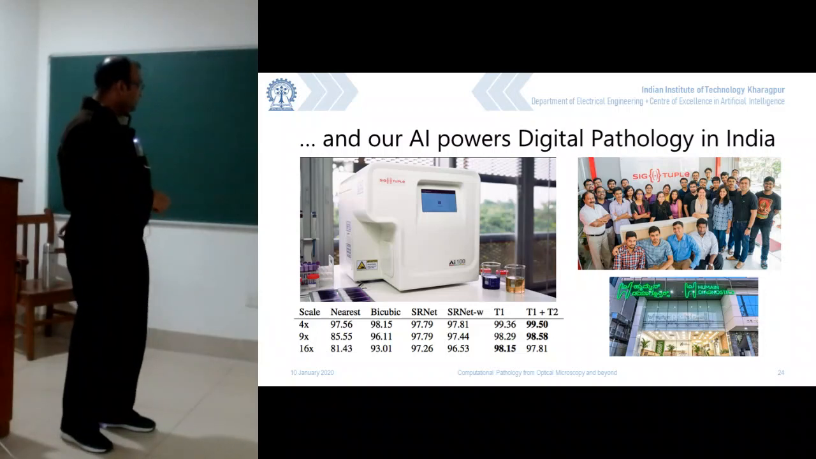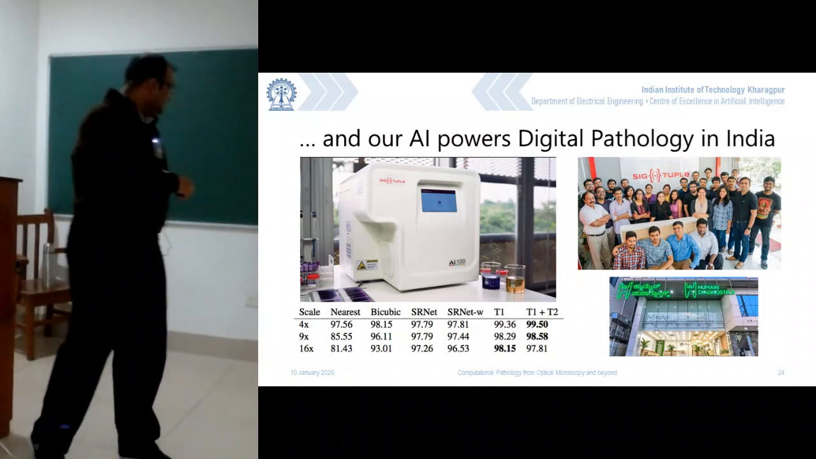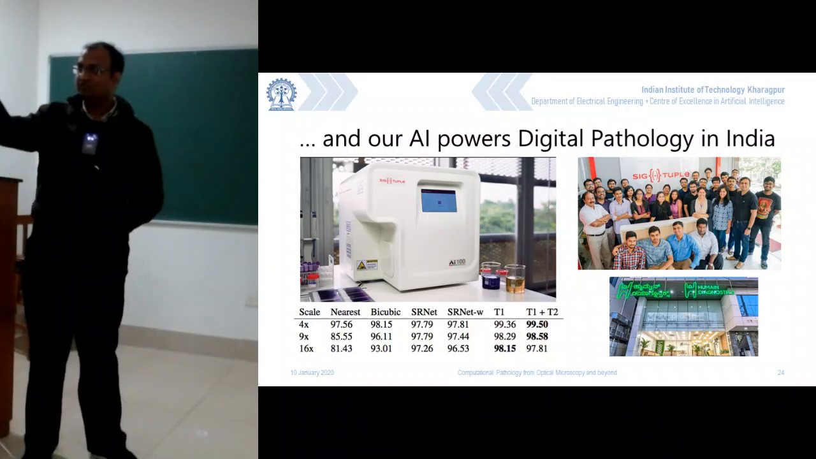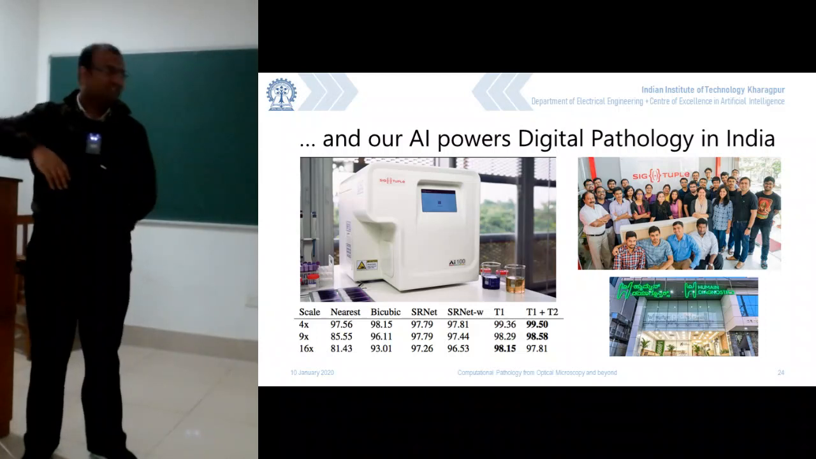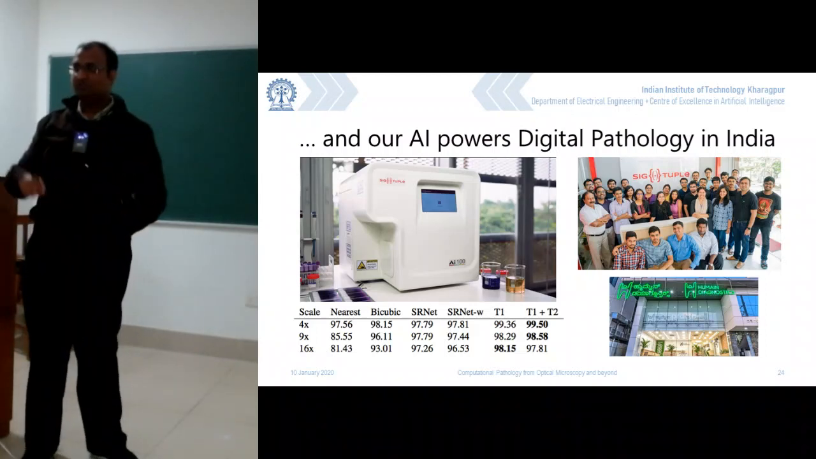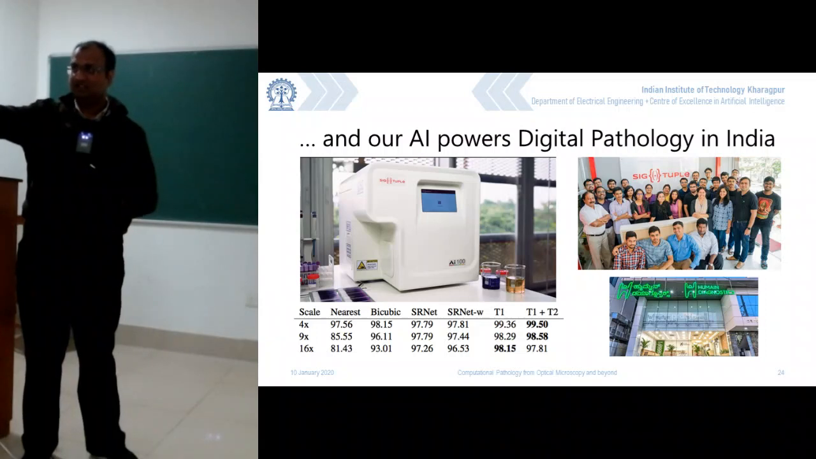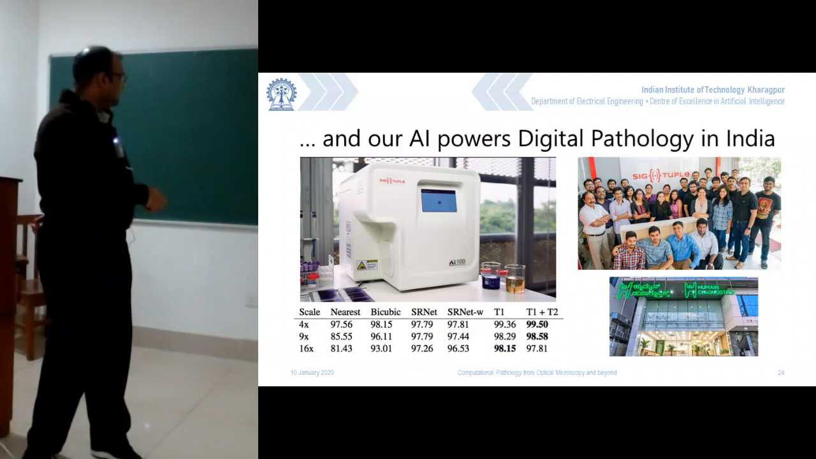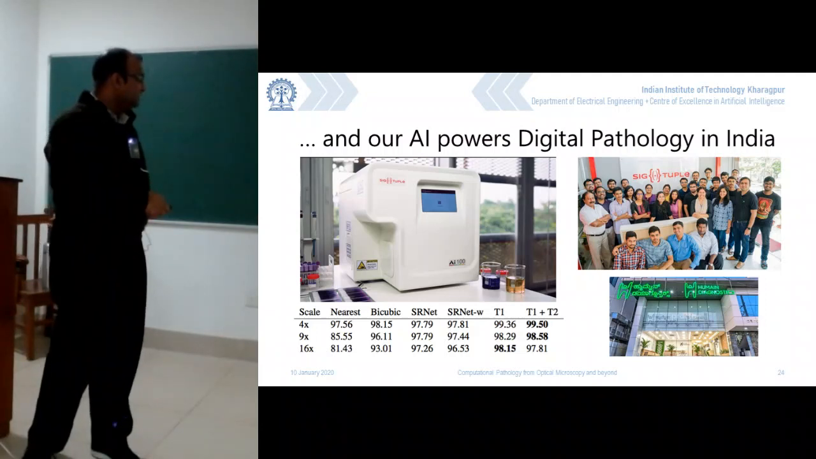Now we saw that these scale factors which you see, 4x, 9x and 16x, this is the amount of super resolution you do. So 10x to 40x is 4 times. 16x basically means from 2.5x to 40x. So if we move up like that, there are different ways in which you can super resolve. One is a simple interpolation like nearest neighbor or bicubic. Then you can use some convolutional neural networks like SRNet or SRNet weighted to do that, and then we have this T1, T2 kind of stuff.